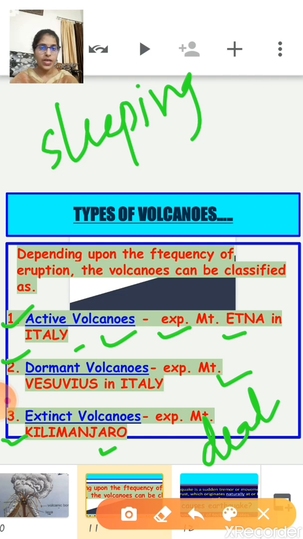So basically there are three types of volcanoes depending upon the frequency of the eruption. Active volcanoes, second one is the dormant volcanoes, and third one is the extinct volcanoes. Active volcanoes, example Mount Etna, it is in Italy. Dormant volcanoes, example Mount Vesuvius, right? And extinct volcano example Mount Kilimanjaro.